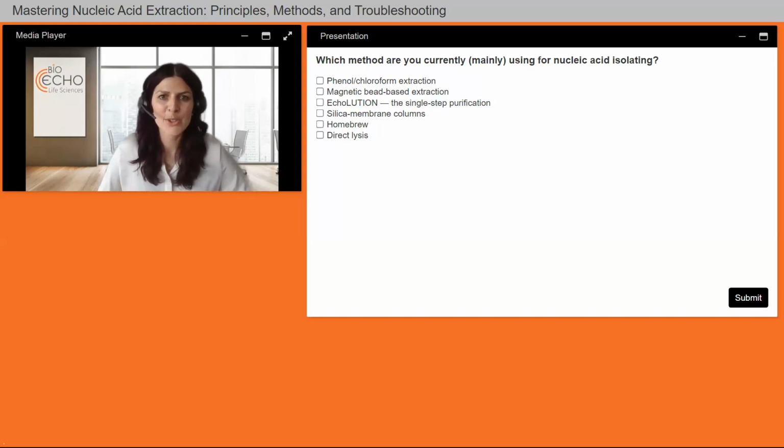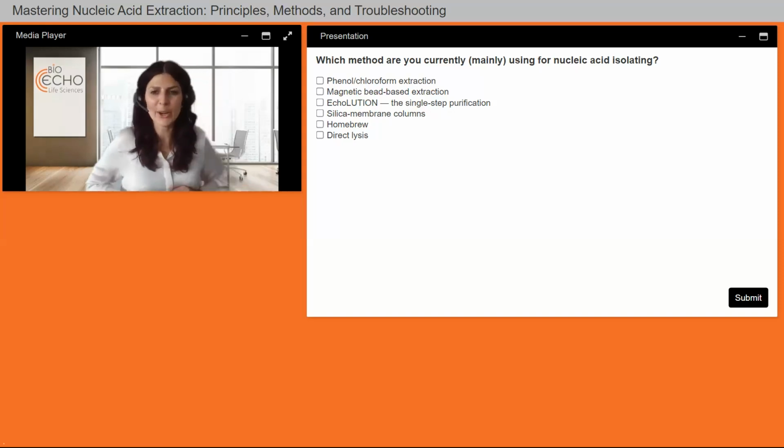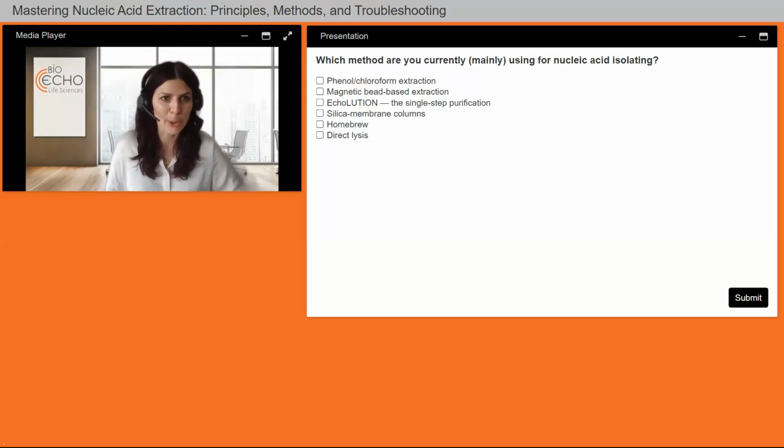So it looks like a lot of people are working with kits. Some of you are still doing homebrew, so it seems that we have a lot of talented people here, and also direct lysis, so you have a very fast workflow. I think it's very good because I try to touch a lot of those methods today. If I'm missing something or you have questions specifically, please feel free to use our team or ask afterwards. Okay, I'm disappearing and continuing with my presentation.